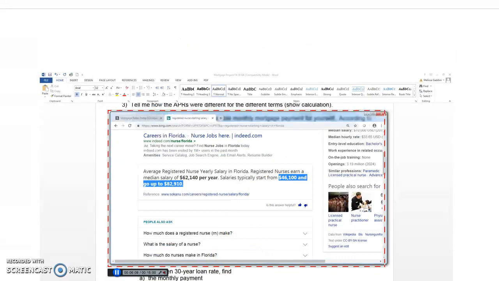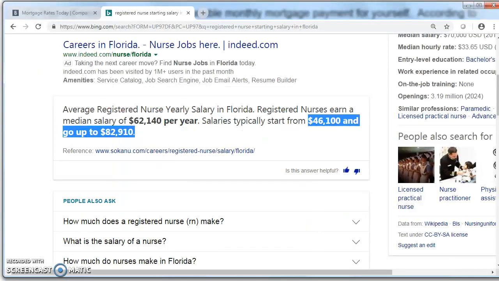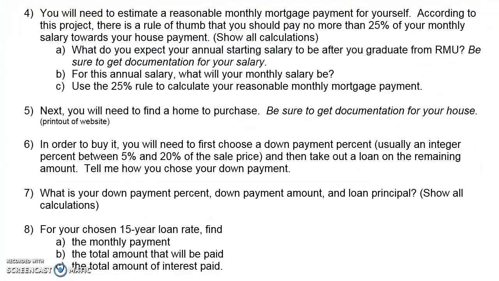Since I am starting as a registered nurse with little experience, I would estimate my salary to be on the lower end. So since we have a range here, I'm going to choose $46,100 as my starting salary. So I need to determine the monthly salary and the 25% rule.